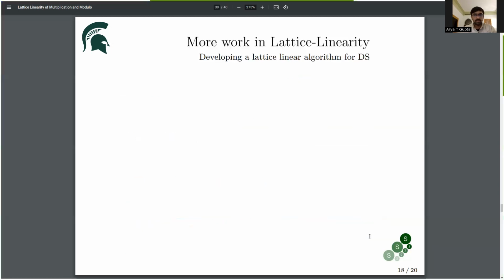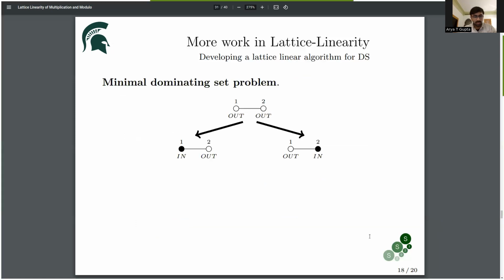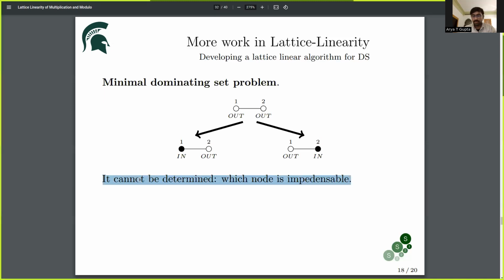There has been more work in the area of lattice linearity. We have looked at problems that are not lattice linear, for example, minimal dominating set. So we look at this example again of 2 nodes connected to each other by an edge. Both the nodes are out. One can move in, in which case the system moves to an optimal state. 2 also could move in, and the system would move into an optimal state. If 2 moves in, then 2 is impedanceable. If 1 moves in, then 1 is impedanceable. So in fact, we can see that it cannot be determined which node is impedanceable.